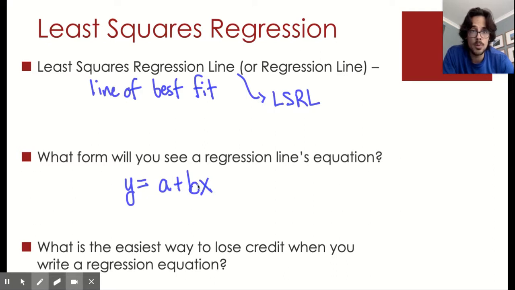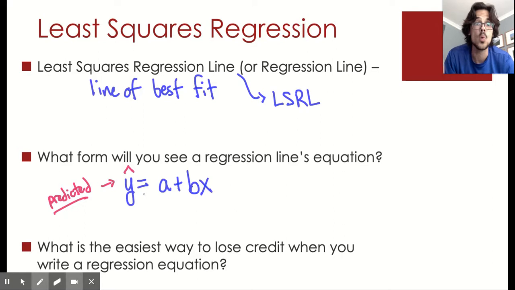Want to point out a couple things with regards to this equation. First of all, anytime you write a y in a line of best fit equation, a least squares regression line, you need to make sure you put a little hat on your y. This symbol is actually called a hat. So this is pronounced y hat, which means the predicted y value. So the hat symbol means predicted y value. If you leave that out, you will lose credit on virtually every free response question involving lines of best fit. You have to remember the hat.